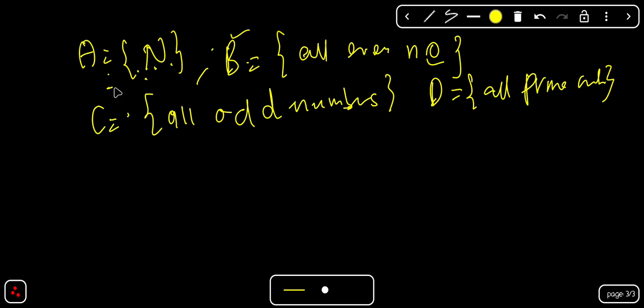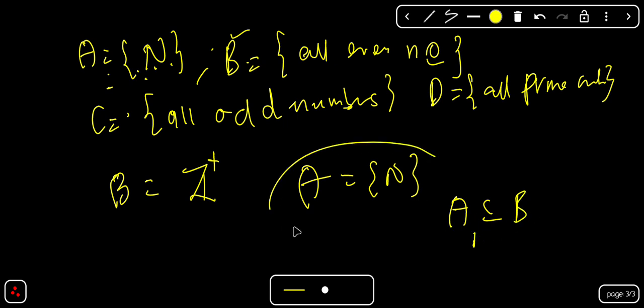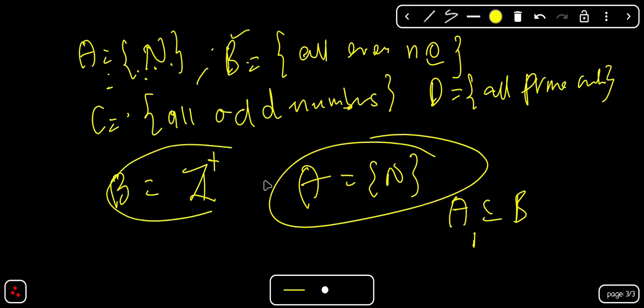Are we together? So what if I say let B be equal to the set of positive integers, and let A be equal to the set of natural numbers. So I can say A is a subset of B, because we can see A in B. And that is it about subset and superset.